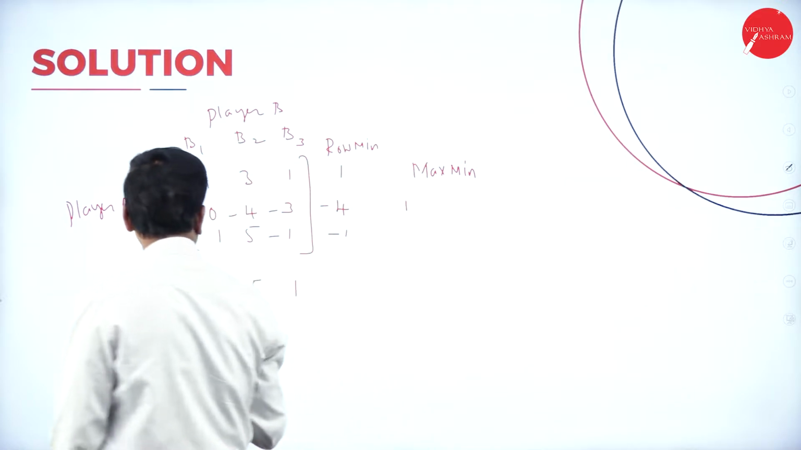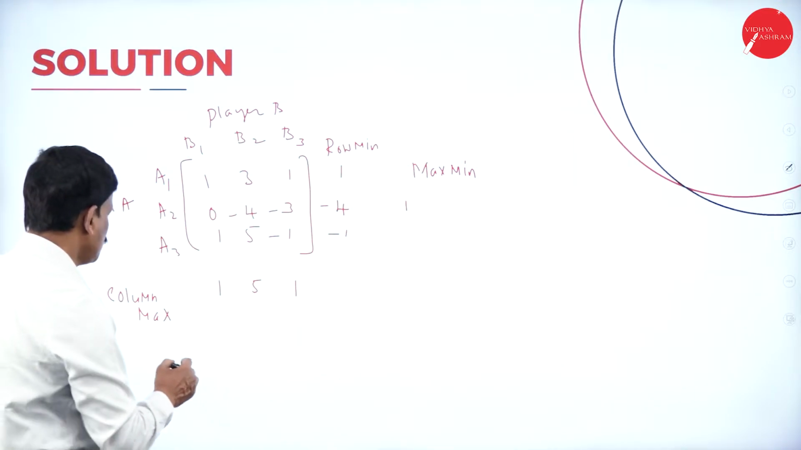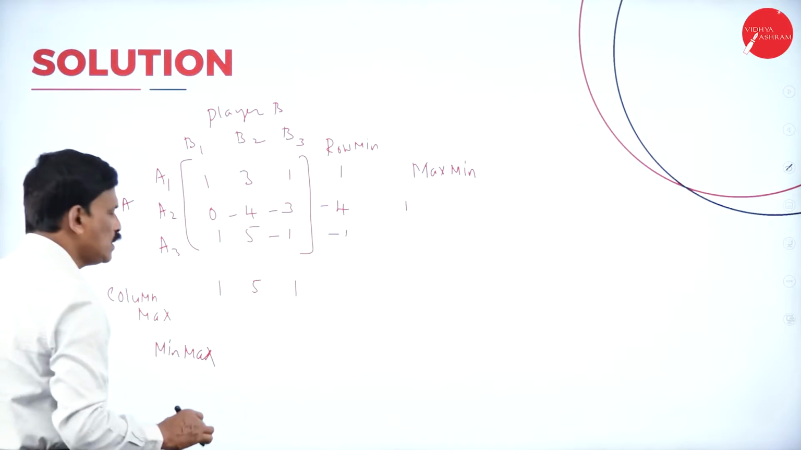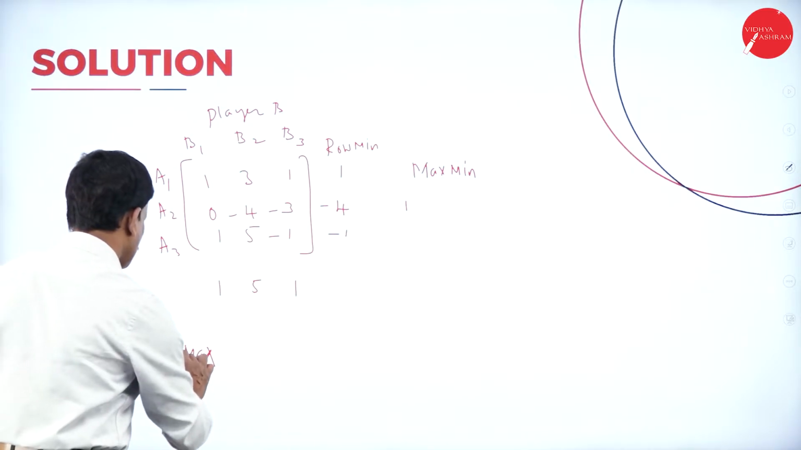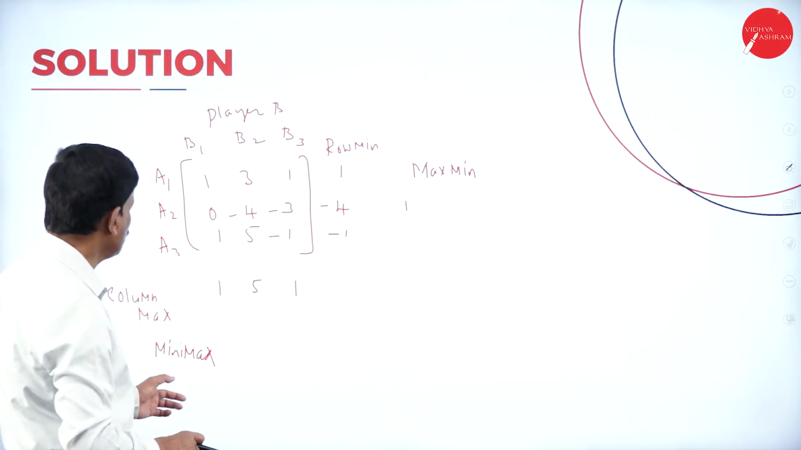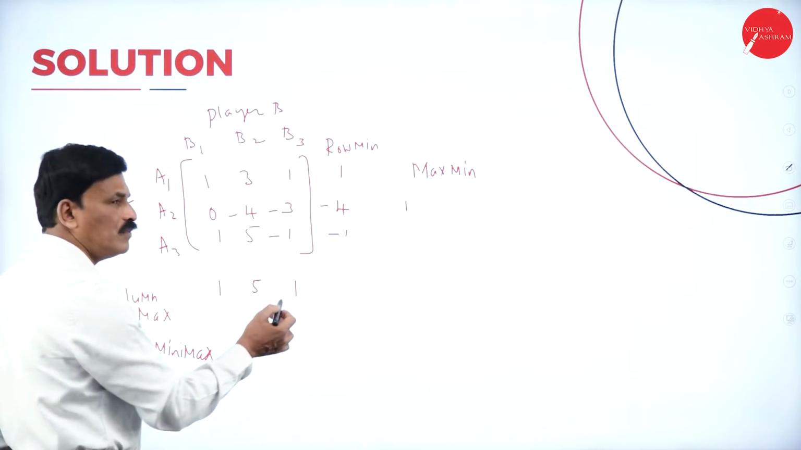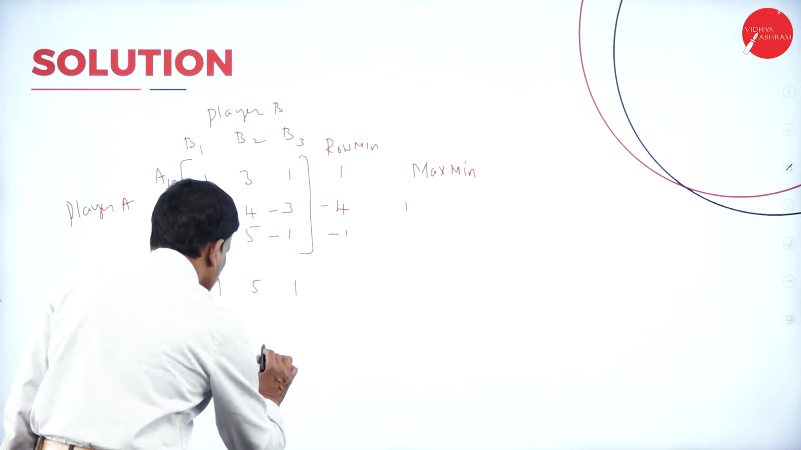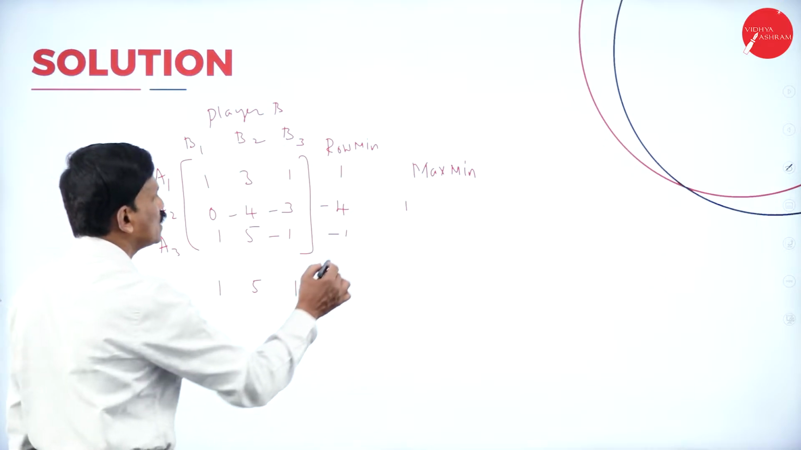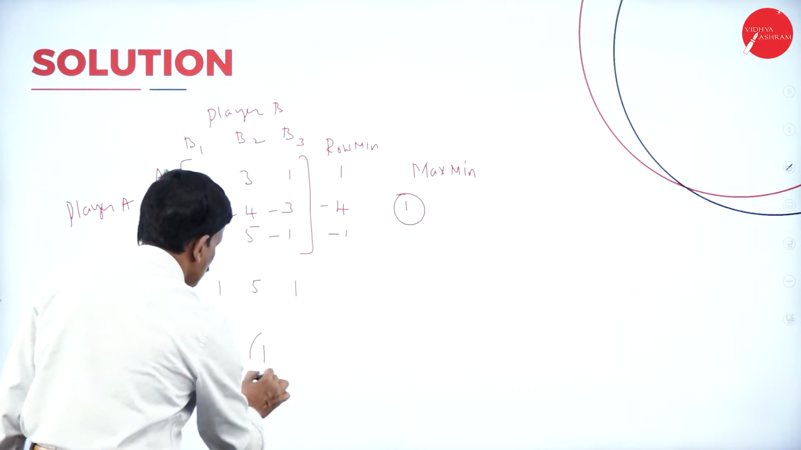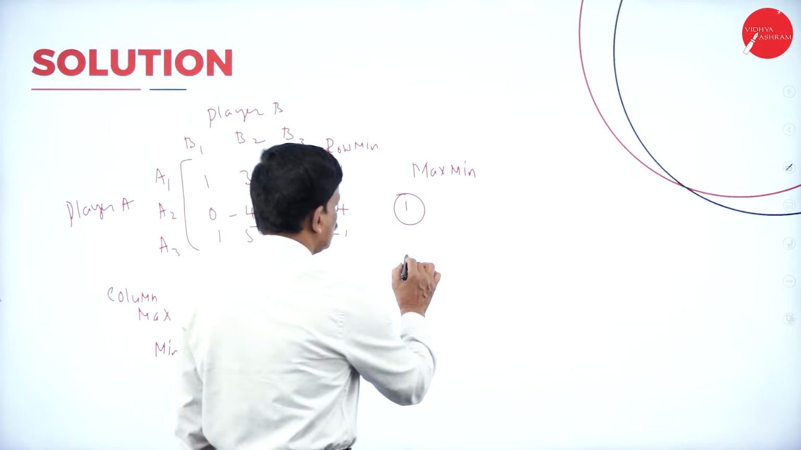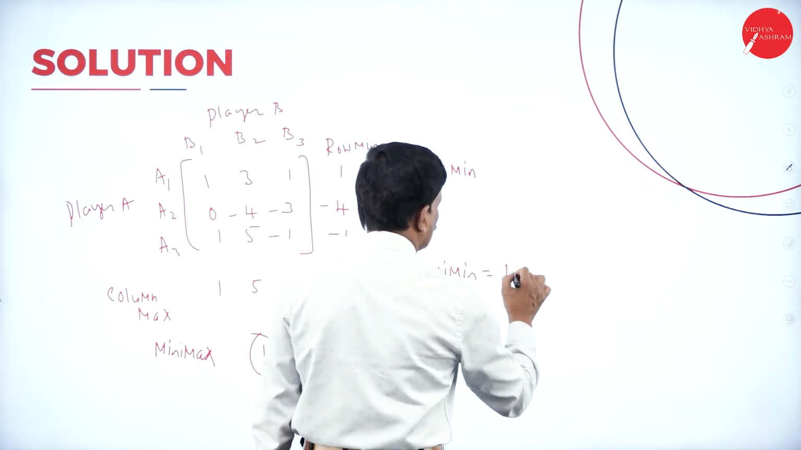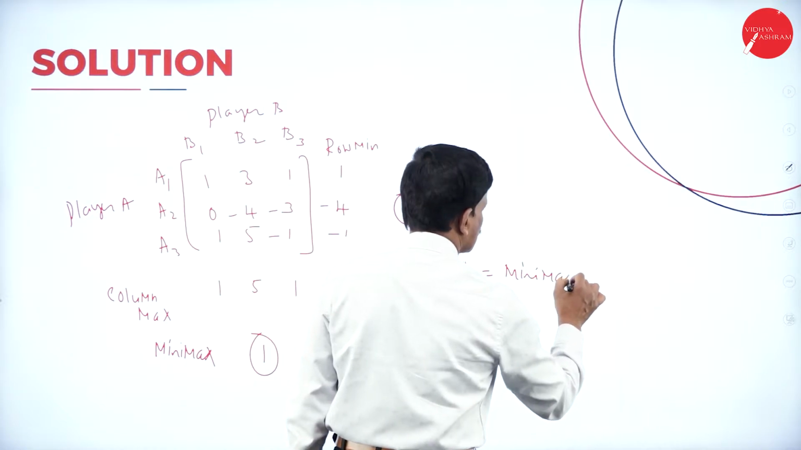Okay. Now, after finding the column maximum, we find the minimum of these. Minimum of maximum values, the minimax value. So, find out the minimum value in this maximum. The minimum value is 1. There are two 1 values, we can consider the first. So, the minimum value is 1. See, here the maximin value is 1. Here the minimax value is also equal to 1. Therefore, we can say maximin is equal to minimax is equal to 1.